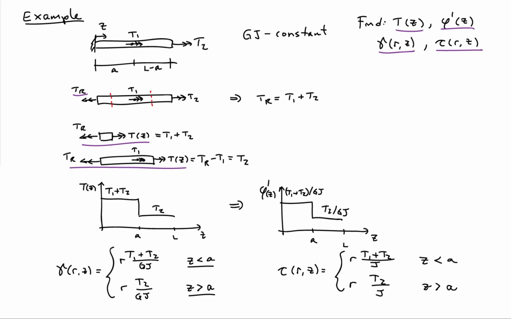If I want, I could also answer the question of what the rotation field looks like by simply integrating the twist rate. And so if I do that, I'll find that I have this graph that looks like this. It's linear from 0 to A, and the slope of that line is going to be the twist rate over that region, which is T1 plus T2 over GJ. And then from A to L, I'll have a straight line whose slope is T2 over GJ.